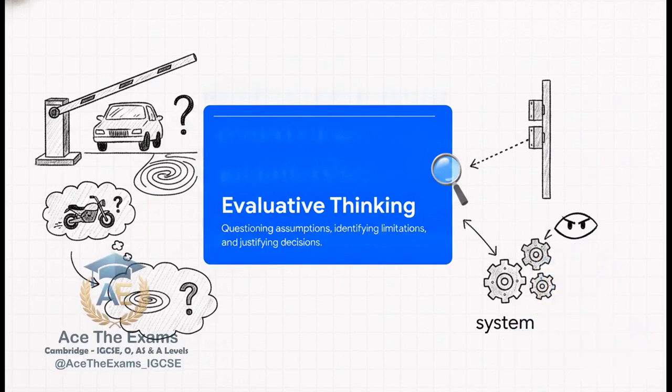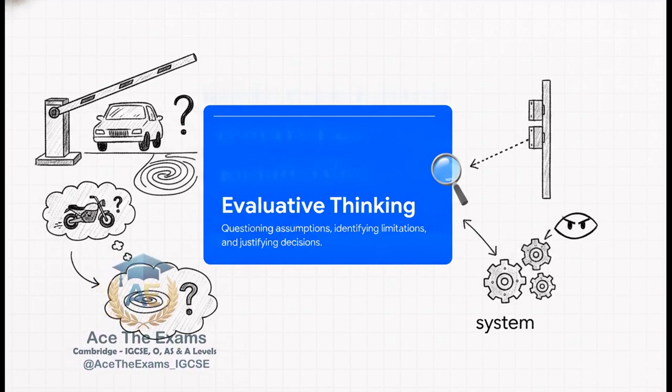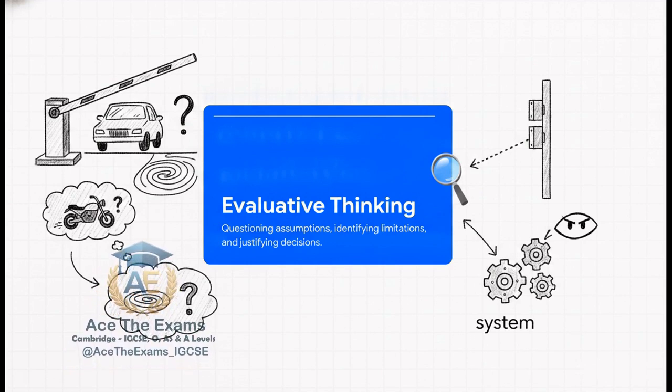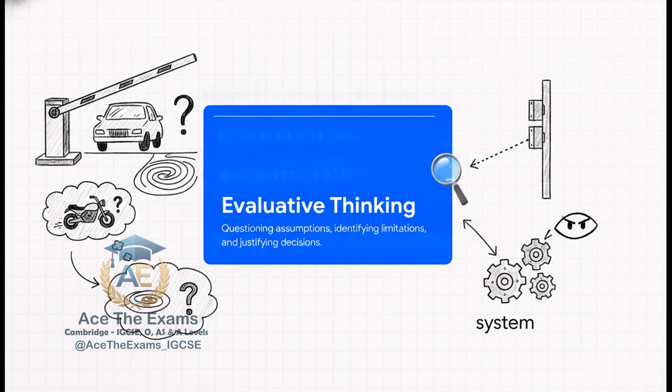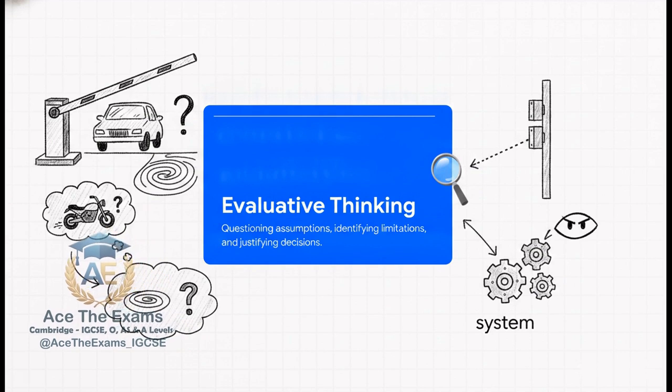When a tough question asks you to evaluate the use of an automated car park barrier system, it is quite literally inviting you to be a skeptic. You need to ask, what happens if the magnetic induction loop just completely fails? What is the hidden assumption made by this system? Well, it assumes that only large metal cars are passing through. What if a small carbon fiber bicycle or a pedestrian doesn't trigger the magnetic field?